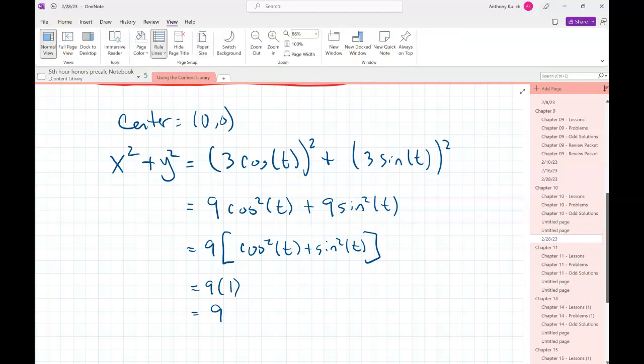So what do we end up here saying? x squared plus y squared is equal to 9. So we have a circle with radius 3, because 3 squared is 9. Well, that wasn't so bad at all.